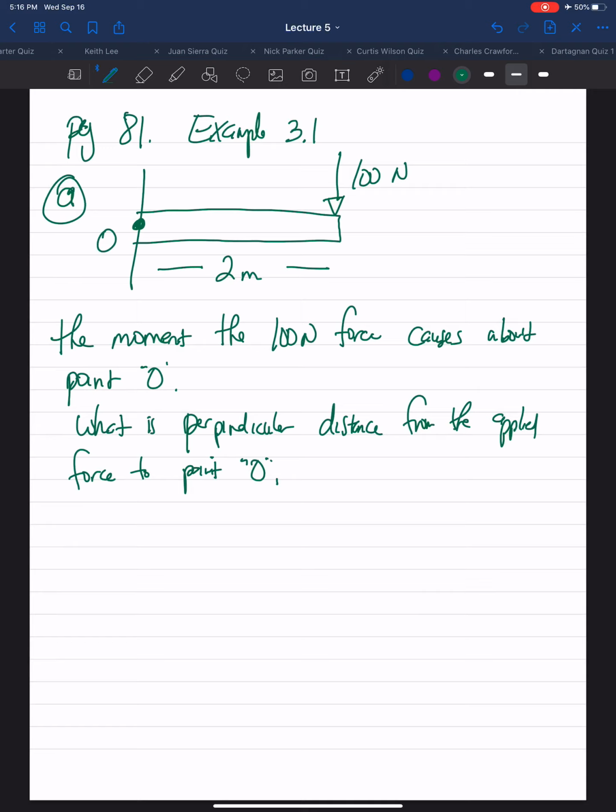In this case, it's pretty clear the 100 Newton force is at a perpendicular angle to point O and is given to us straightforward as 2 meters. So the magnitude of the moment about point O caused by the 100 Newton force is simply force times the perpendicular distance, which is 100 newtons times the 2 meters.